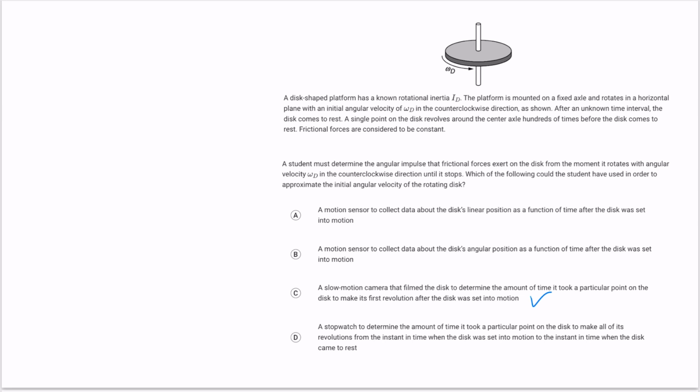But also the specific procedure in answer choice D would give you the average velocity over the course of the entire motion of the disk from the time that it starts to the time that it comes to rest. So that's not going to be a good approximation of the initial velocity like C was. All right. So none of these answer choices actually give you the exact initial velocity, but C does give you the closest approximation to that initial angular velocity. So we're going to circle that and move on.